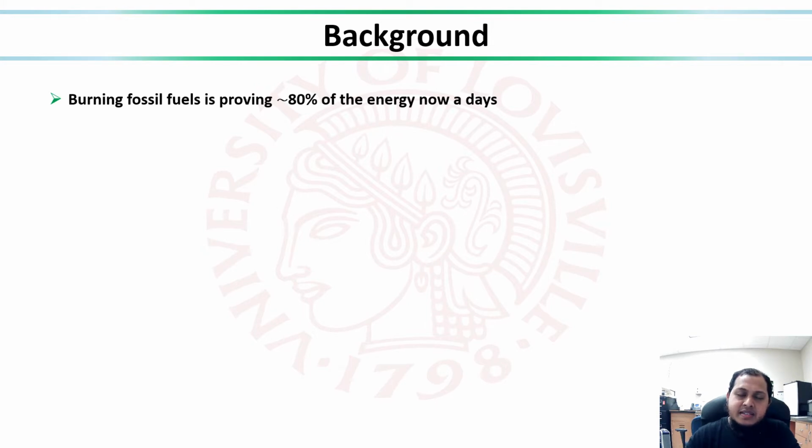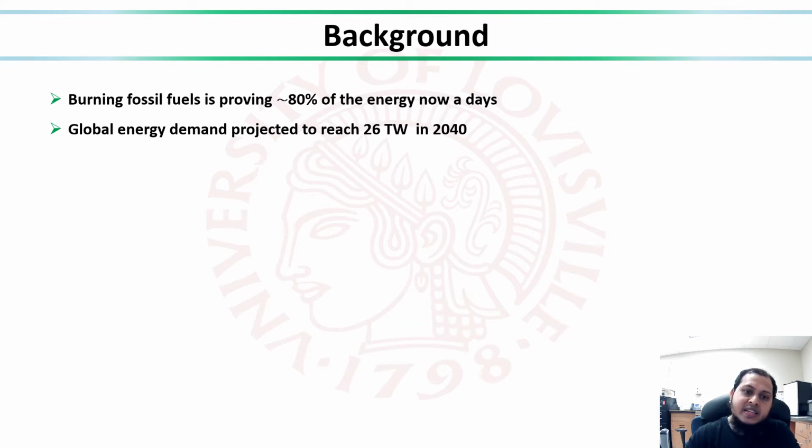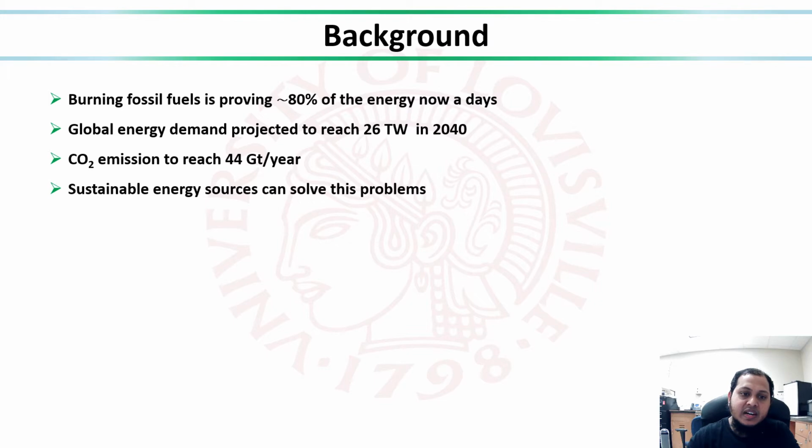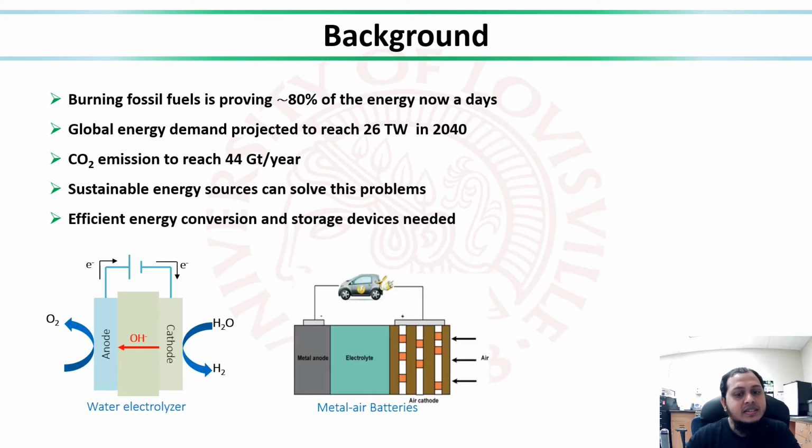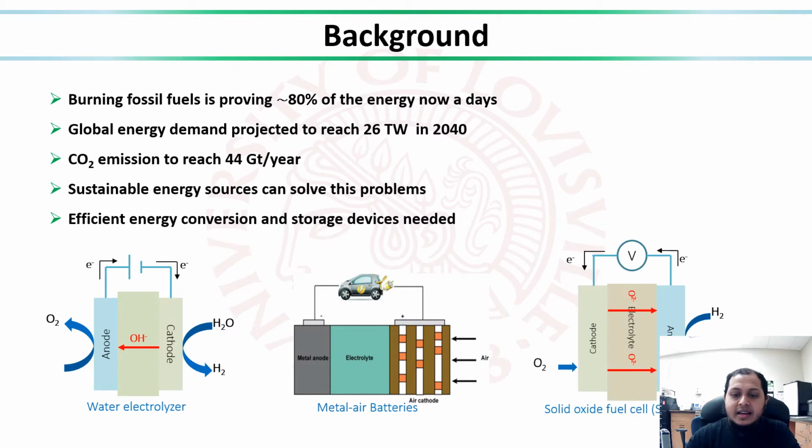Nowadays, 80% of the energy is coming from burning fossil fuel, and global energy demand is projected to reach up to 26 terawatt in 2040. Carbon dioxide emission is to reach 44 gigaton per year. To solve this problem, we need sustainable energy sources. For that, more efficient energy conversion and storage devices are needed, for example, water electrolyzer, metal air batteries, solid oxide fuel cells, and so on.